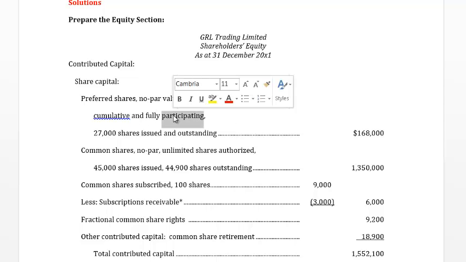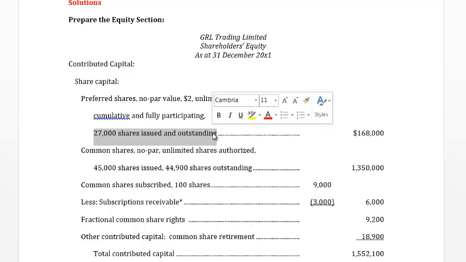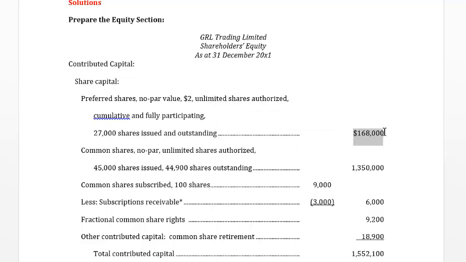Just so that you know at this point, we may not have covered it yet in your course, but when we say that preferred shares are participating, that's an opportunity for the shareholder who holds those participating preferred shares to get more than their $2 per share dividend throughout the year. But later on in our course, not too long from now, we'll be talking about those kinds of preferred shares. We know there's 227,000 issued and outstanding, and we know the paid-in capital on the preferreds is 168,000.